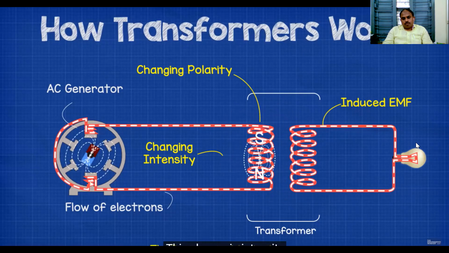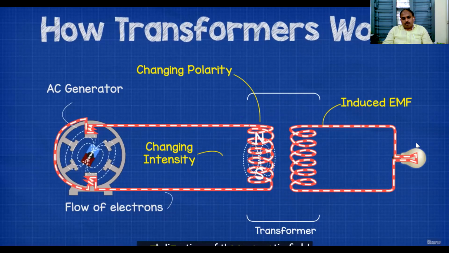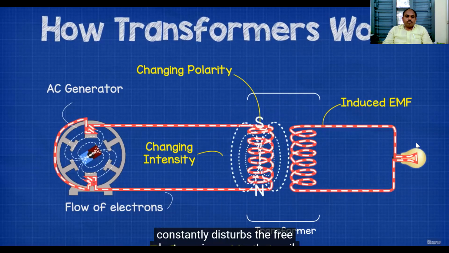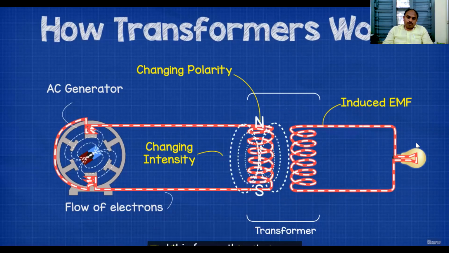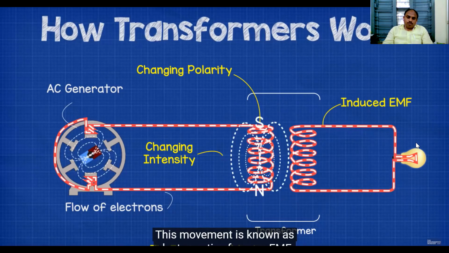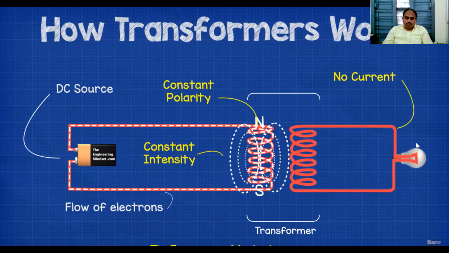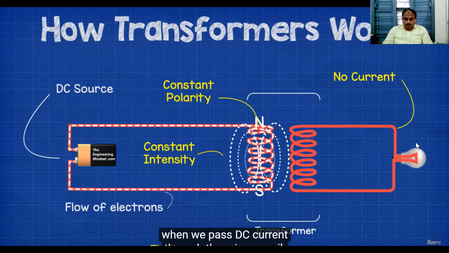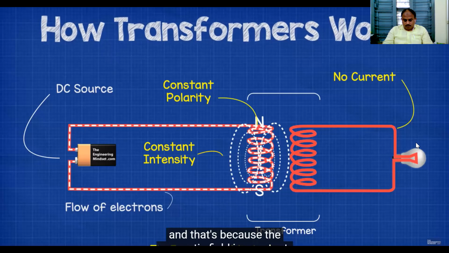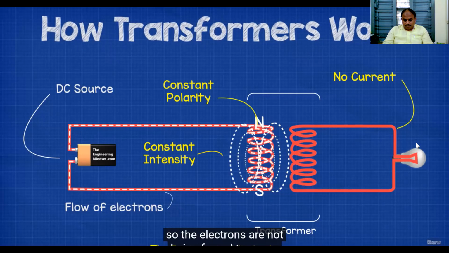This change in intensity and direction of the magnetic field constantly disturbs the free electrons in the secondary coil, and this forces them to move. This movement is known as electromotive force, or EMF. Electromotive force does not occur when we pass DC current through the primary coil, and that's because the magnetic field is constant, so the electrons are not being forced to move.